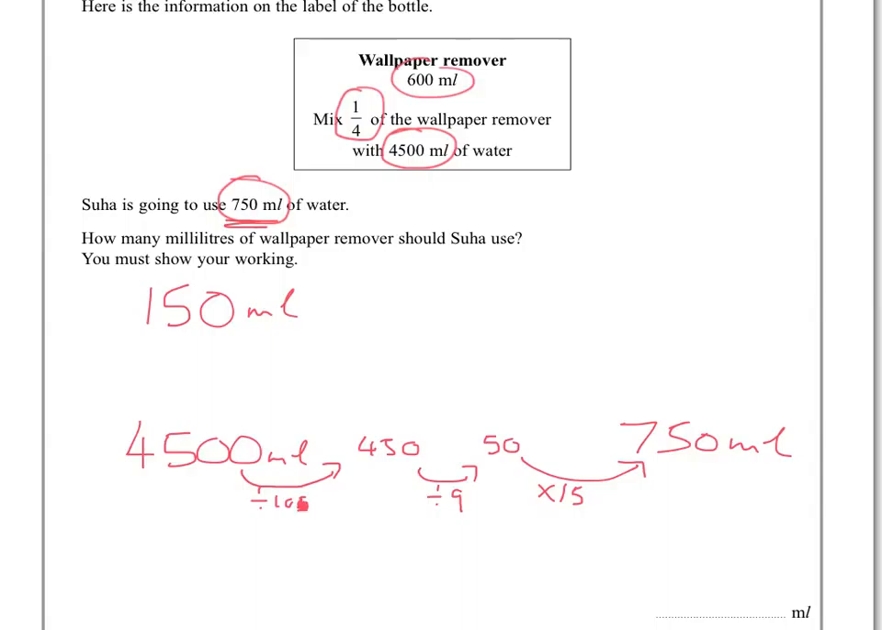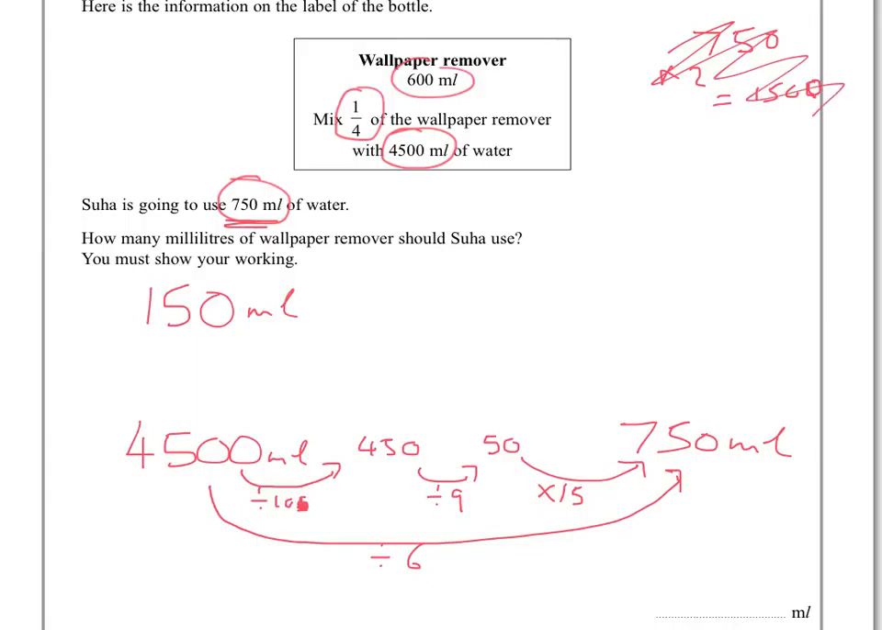You might spot that if you divide by 6, that will get us all the way there. But I'm guessing that's a tricky thing to spot. So 750, if we just check it, 750 times by 2 is 1,500. And then if you times that by another 3, you get 4,500. So you might spot that one, but it's unlikely.